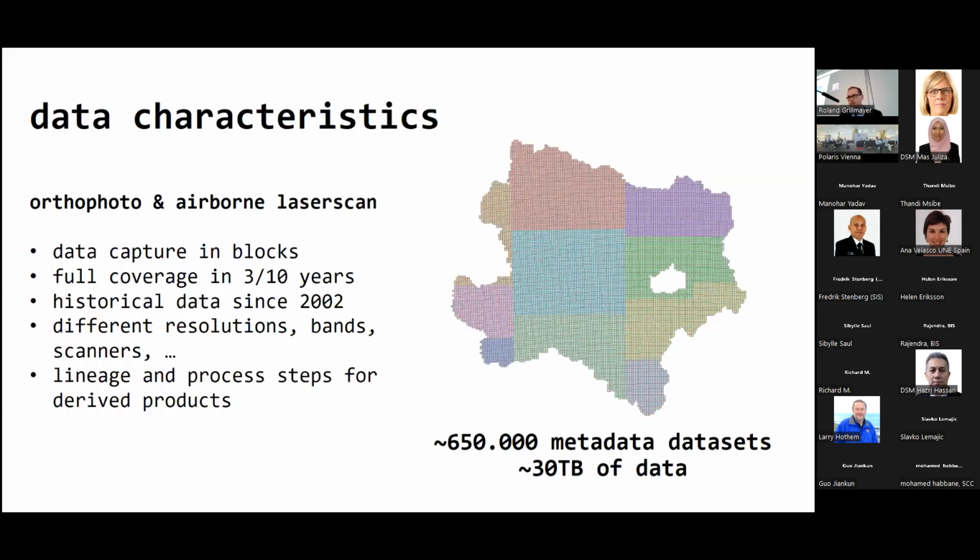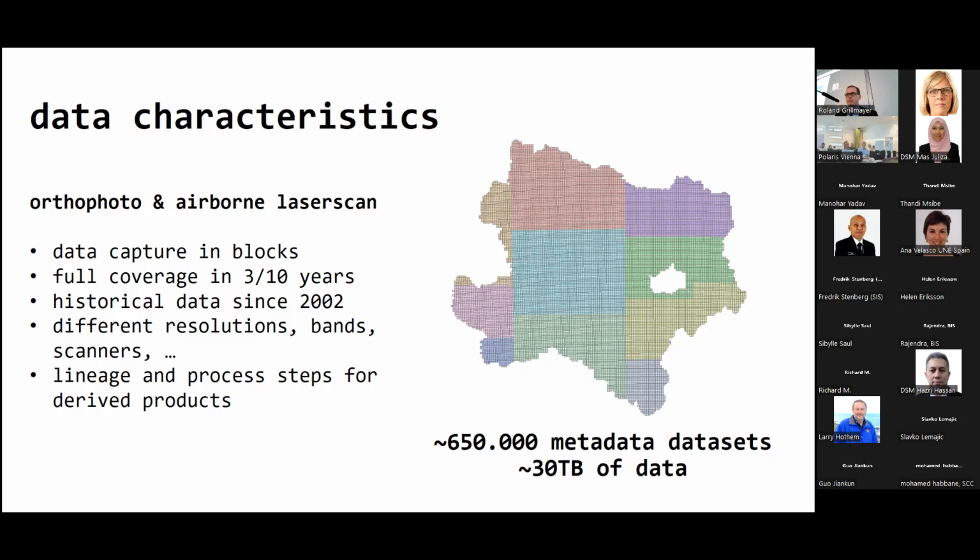The characteristic of this data is that the data is captured in blocks. So if you fly the airplane, you only capture a certain area over a specific time. So the full coverage is for ortho imagery around 3 years, so that we cover the whole of Lower Austria, and for the laser scan about 10 years to cover the whole area. And we have historical data since around 2002.